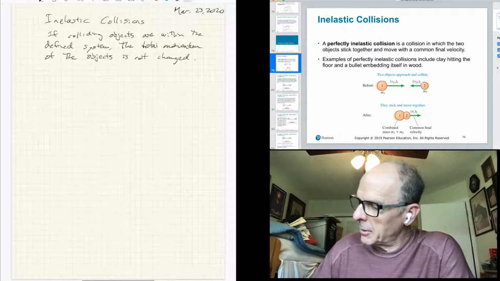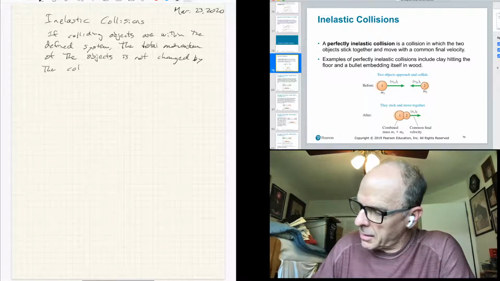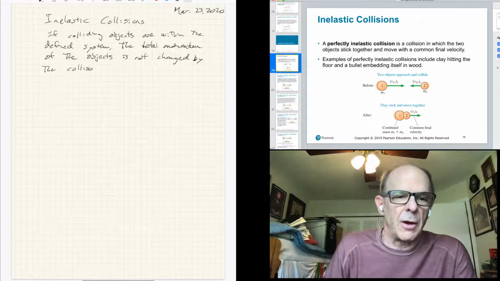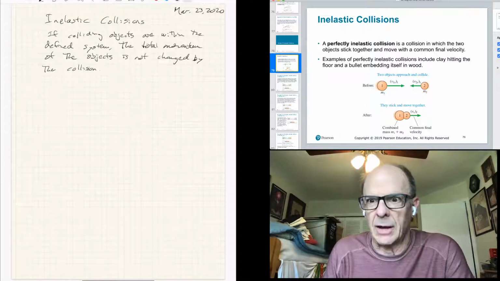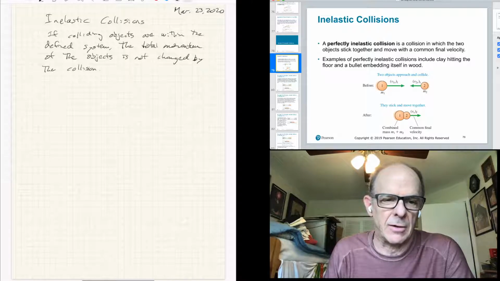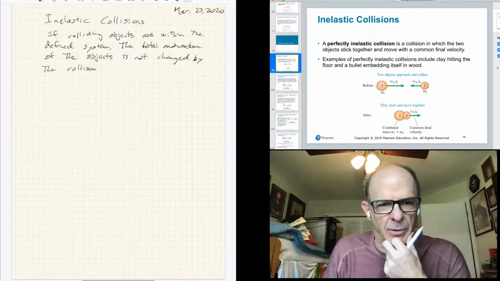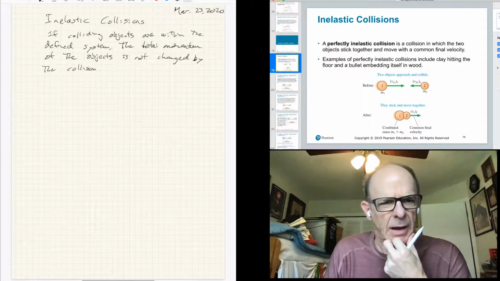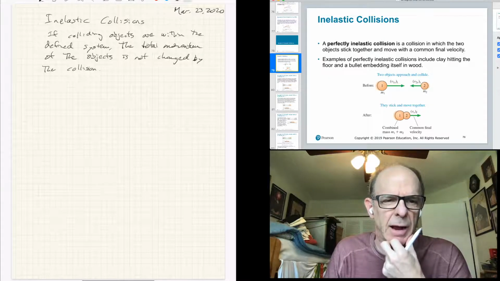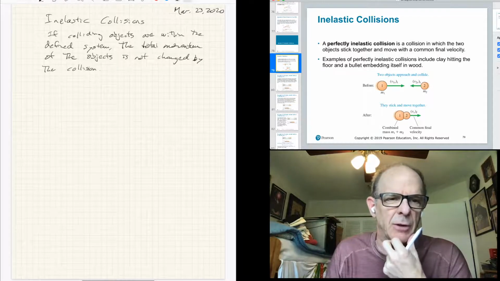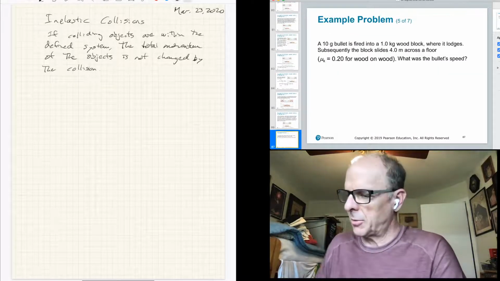So let me just write that out. It's not changed by the collision. So that's what's shown in the slides here. Two objects approach and collide, and they stick and move together. That's what makes it an inelastic collision, the fact that they stick together. So beforehand, they each have some momentum. Object one has momentum to the right. Object two has momentum to the left. Afterwards, they are together as a common object with a single mass, and they're moving off to the right with some velocity.